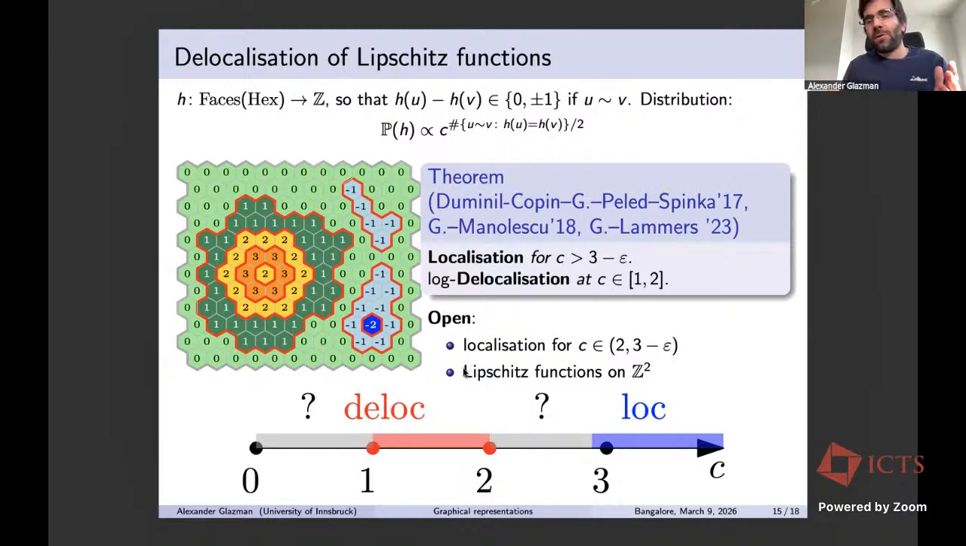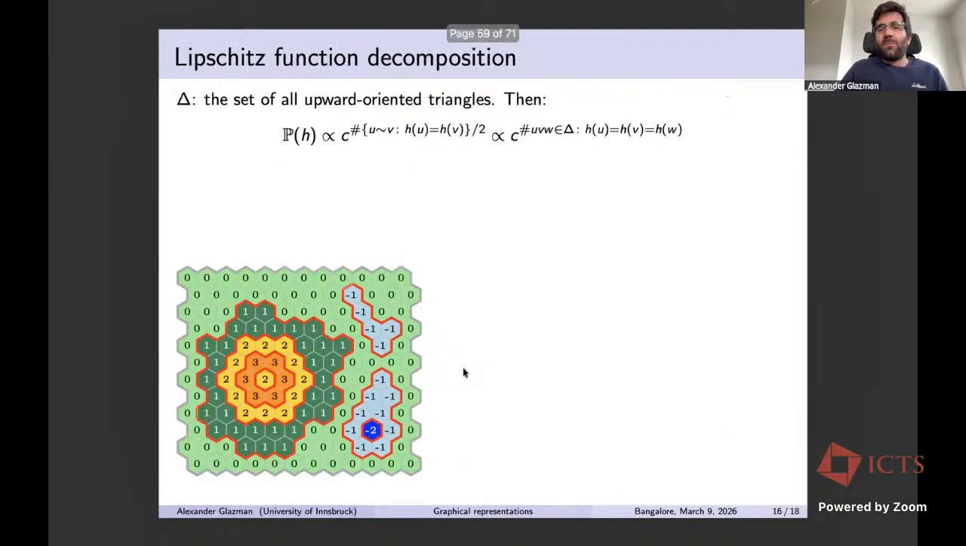And also the question of Lipschitz functions on Z2 is completely open. What we discussed before is the height function of graph homomorphism on Z2 and Lipschitz functions on the triangle lattice. But if you put Lipschitz on Z2, you don't know. And the proof extends in a rather direct way.